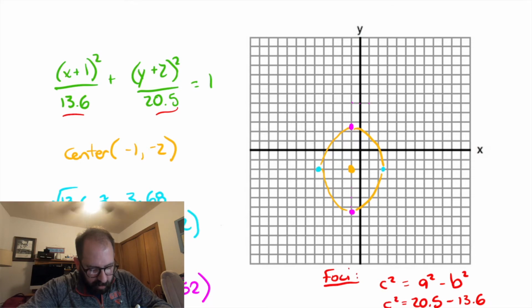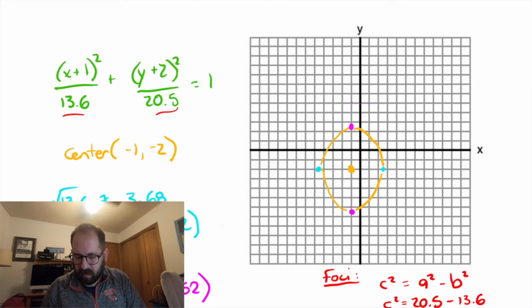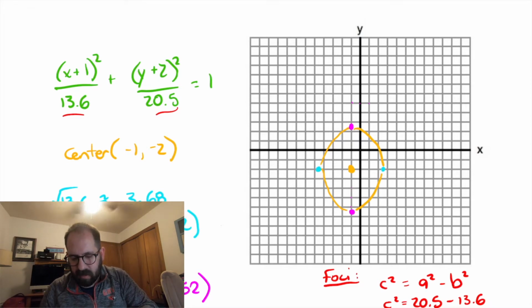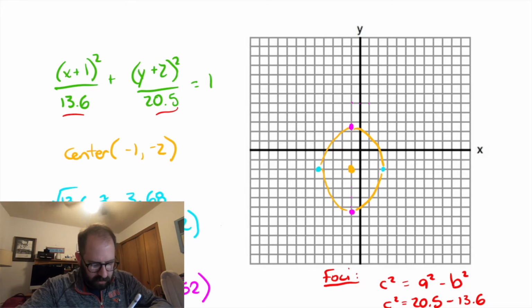So whatever this number is, if I take the square root of it, because that's how I get rid of the little power of 2, you take the square root of whatever the difference between 20.5 and 13.6 is. So if I subtract those, what is that? The difference is about 6.9, roughly. So we'll have to take the square root of that number, and that's where the foci are going to be located. So the square root of that number, it's not a very big number, 6.9. 2.6, yeah, 2.6. So roughly 2.63-ish if I rounded it.